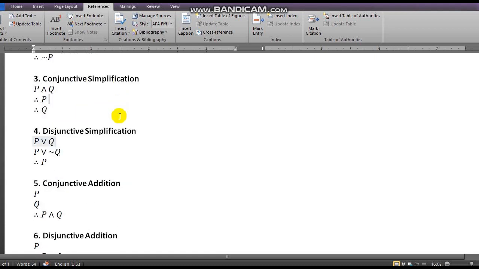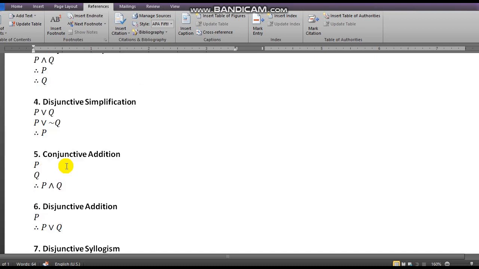For disjunctive simplification, we make use of the operation OR. If we know that P or Q is true, and P or not Q is true, then it doesn't matter what the value of Q or not Q is. It remains true, regardless of whether Q is true or false. This means that P is true. That's disjunctive simplification.